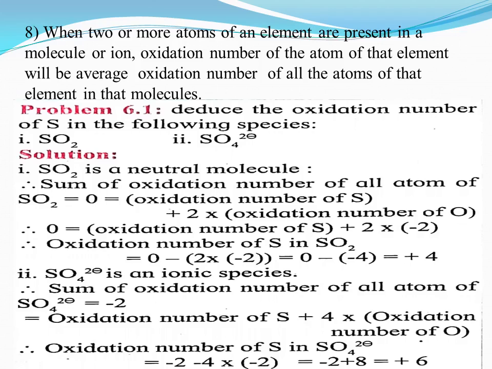Therefore, 0 is equal to the oxidation number of sulfur plus 2 into -2. Therefore, the oxidation number of sulfur in SO2 is equal to 0 minus 2 into -2, which is equal to 0 minus -4, which is equal to +4. Therefore, the oxidation number of sulfur in SO2 is +4. Likewise, you can learn the second example on the screen.